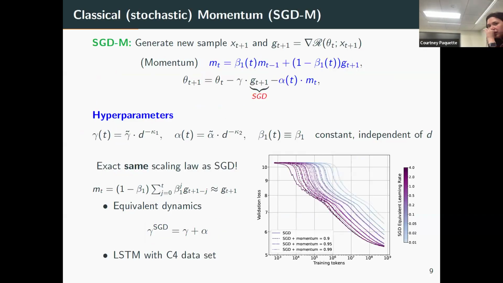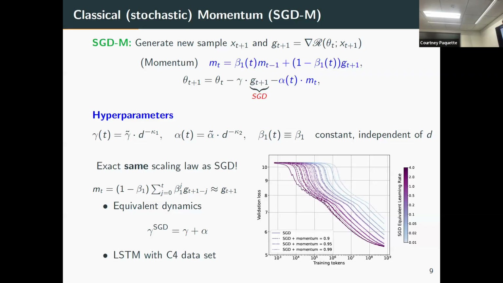Okay, so let's just talk about the classic one because this is the one that people do. Classic just means let's assume all of our hyperparameters are constant. So gamma, our learning rate, is just D to a power. Our alpha is just D to a power, and our beta one is literally constant, not dependent on D, like the 0.9 kind of thing.